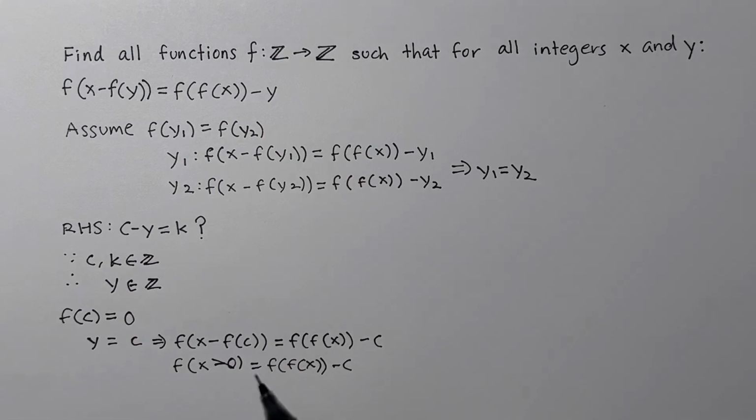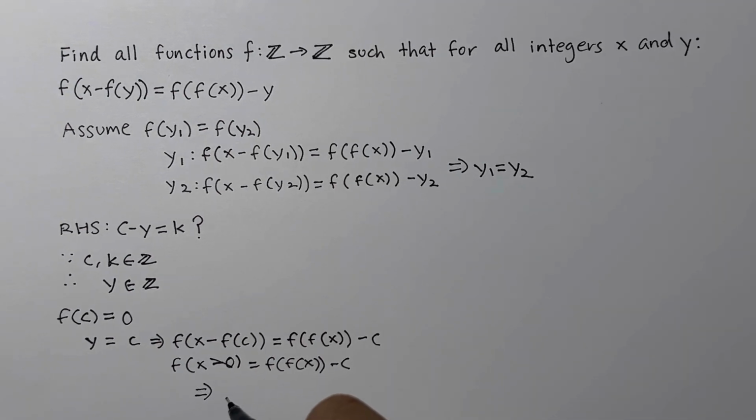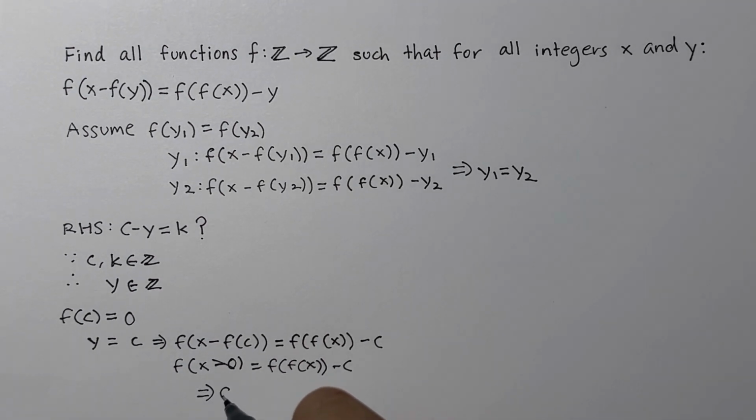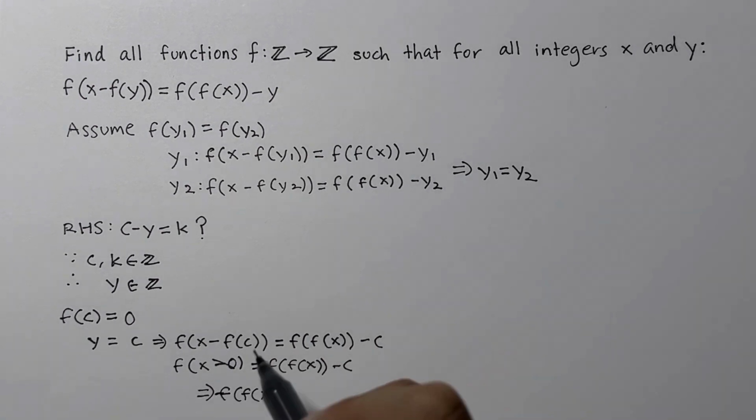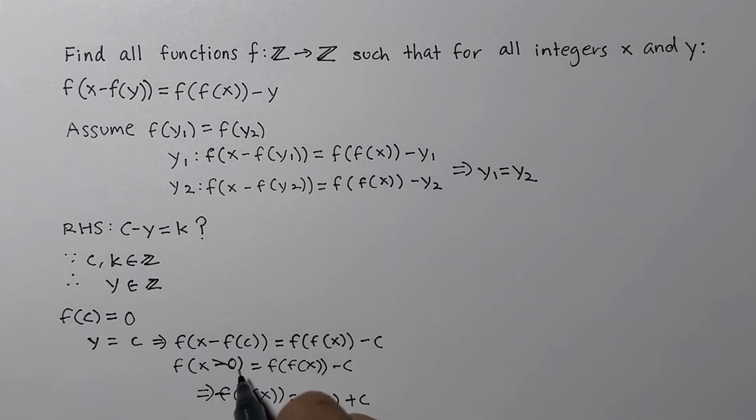Or the 0 part just cancels out. So f of x equals f of x minus c. This simplifies to a new rule for our function, which is f of x would equal f of x plus c. We got this just by moving the minus c to the left side. We have f of x equals f of x plus c. Now we're getting close to the ending of the question.